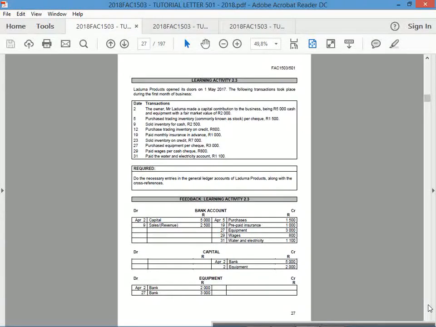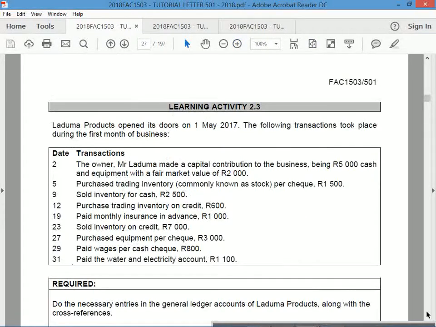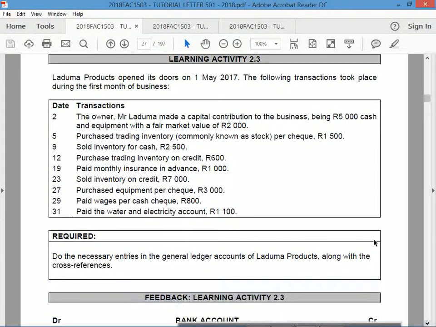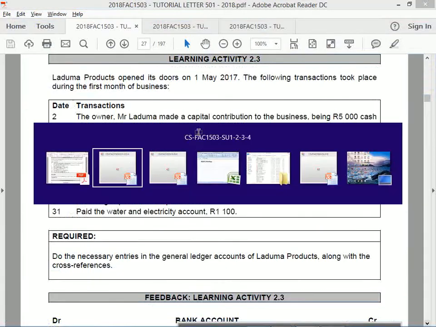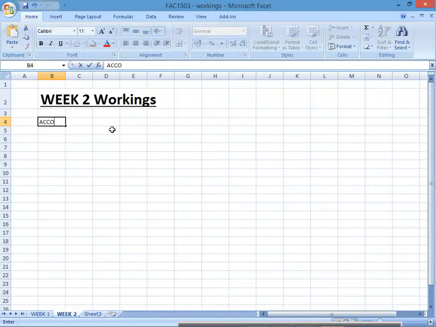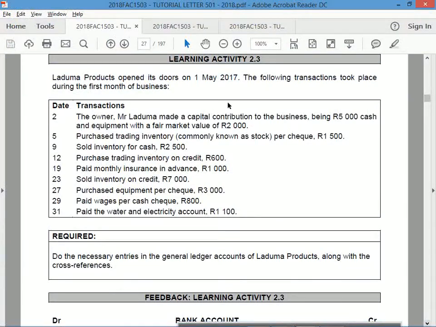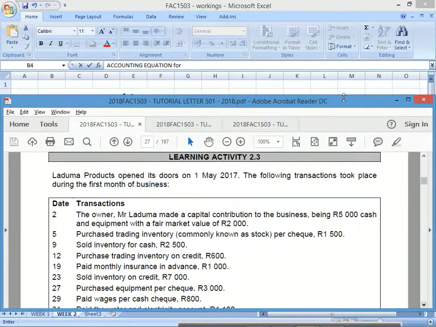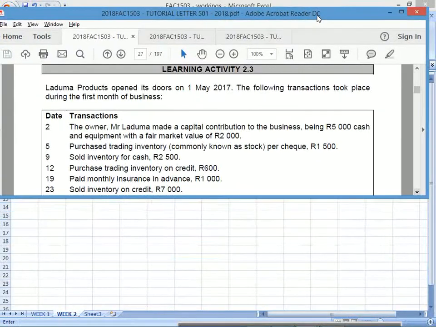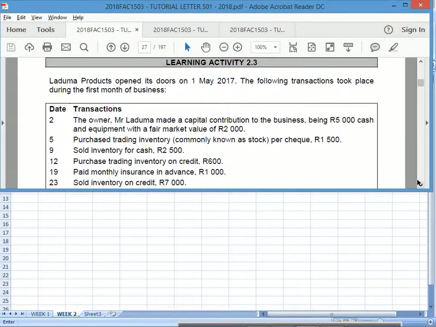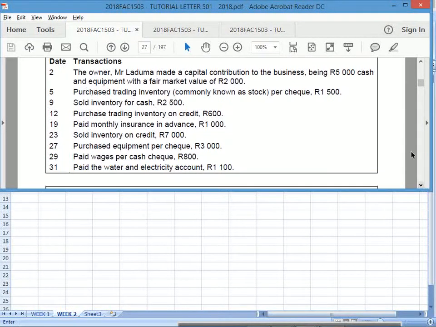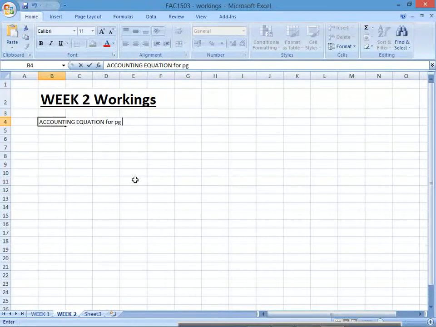Let me take one of these. Now, let's look at this one. This is a nice one to look at purely because it gives you the T accounts. I will do the accounting equation for it, for activity 2.3. What page is this on? 27. Thanks. Okay, 27.